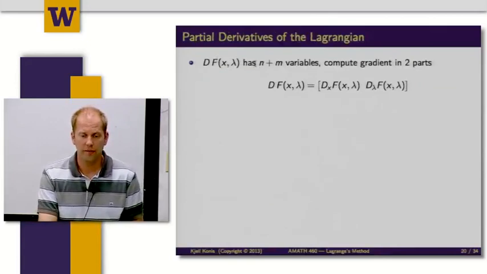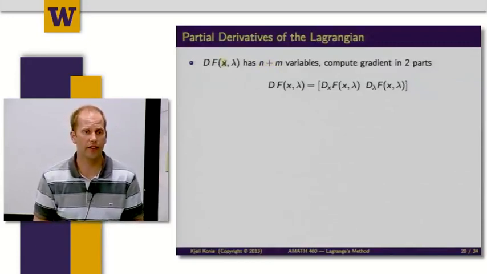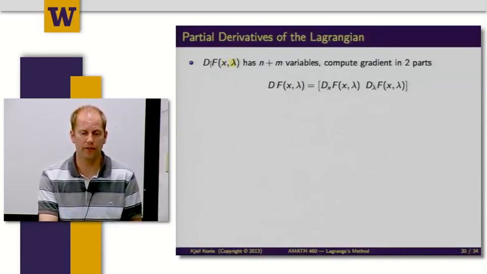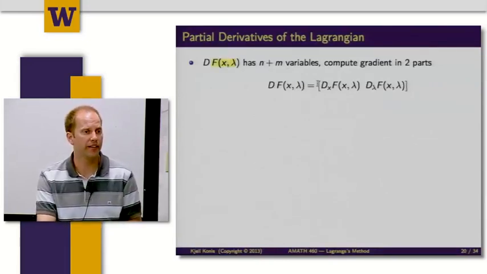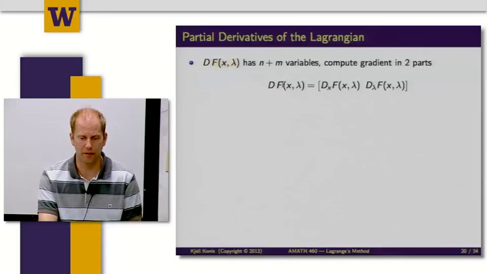So the Lagrangian is going to be a function that has n plus m variables. So x is the argument for the objective function, little f, which was a function of n variables, and then I'm also going to have m Lagrange multipliers. So the Lagrangian has n plus m variables. And I need to compute the gradient of this thing because I need to find the critical points, because what I'm after is that a critical point of the Lagrangian will correspond to an extreme value of my optimization problem.